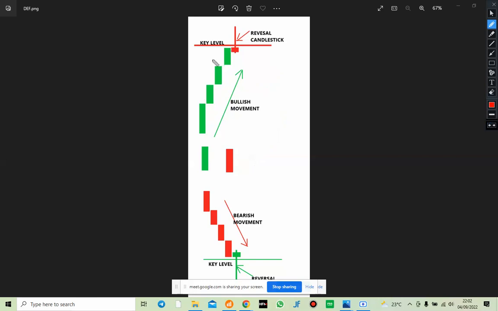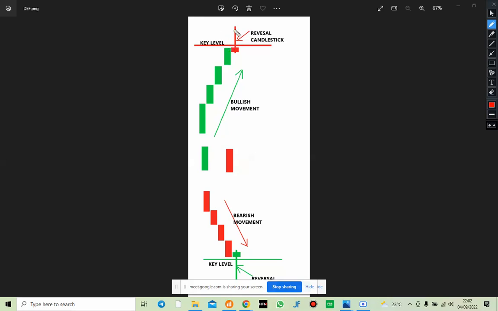If you look at this picture here, you see the market is moving up. We have this as a bullish trend or bullish movement. This is also a bearish trend or bearish movement. Then these are key levels. A key level, like I said, can be a horizontal level, a trend line, Fibonacci, whole number, or round number. Those are the ways you can find your key level. Let's assume this is my key level here.